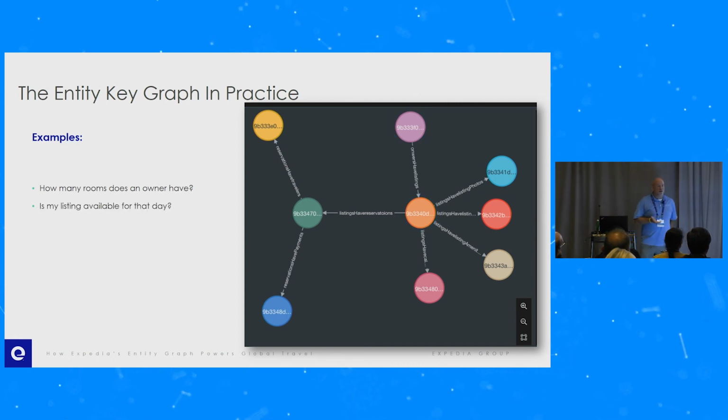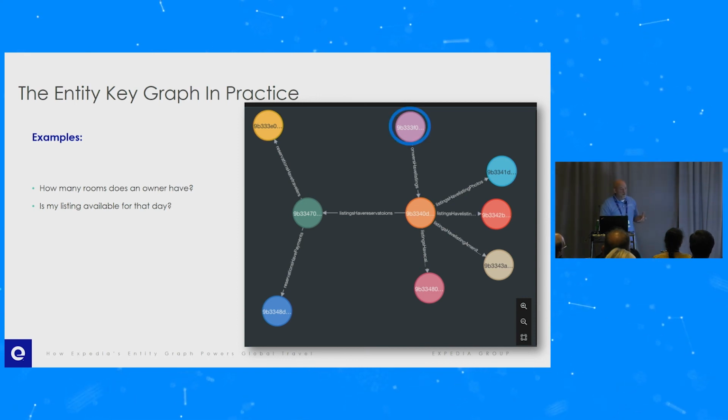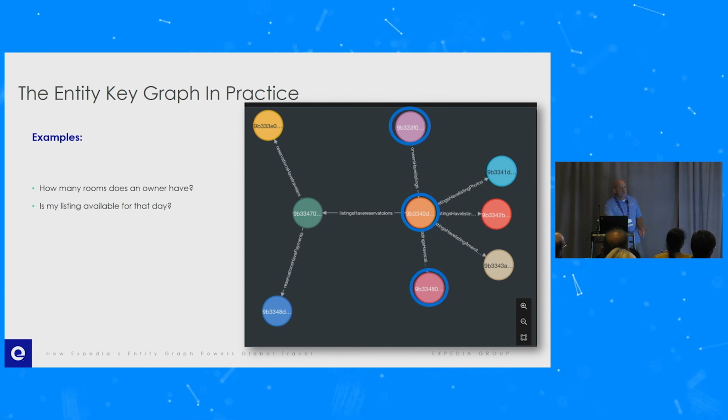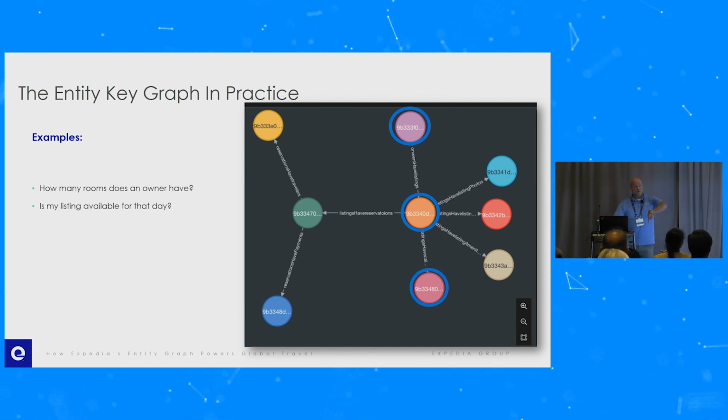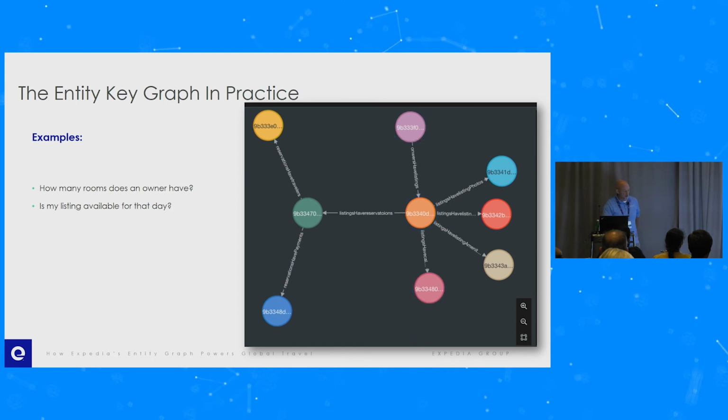Is my listing available on that day? Let's see if our graph can answer that question. I'm an owner, I want to go to my listing, and then I go to my calendar. Then I'll use that graph and jump over to Mongo again. I can do my analysis, yes or no. It may or may not be available on that day.